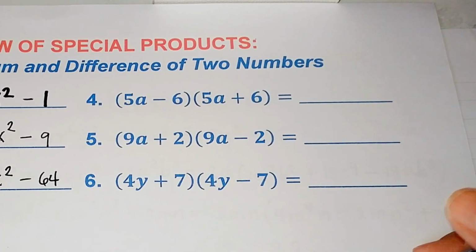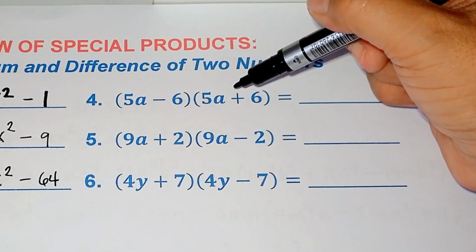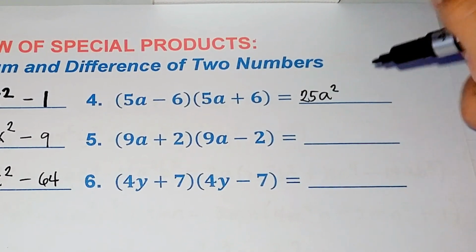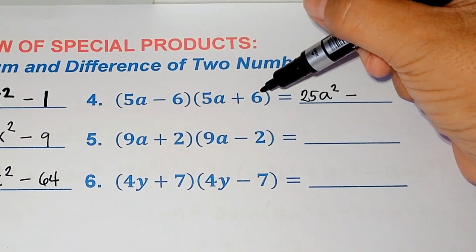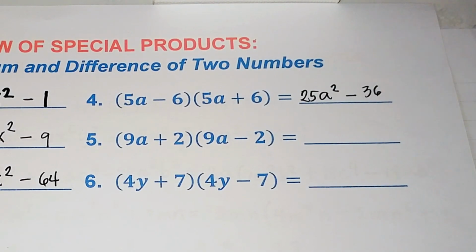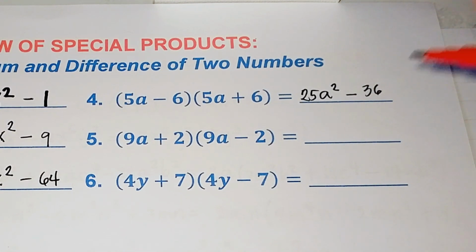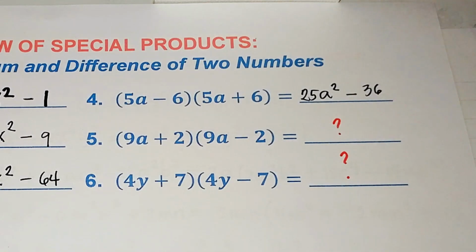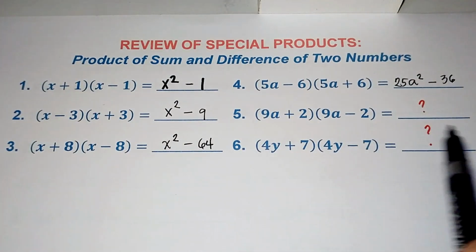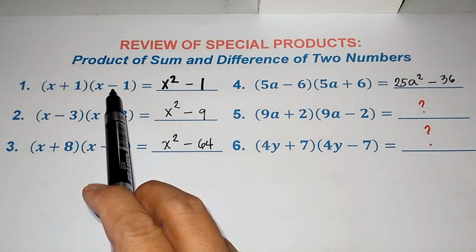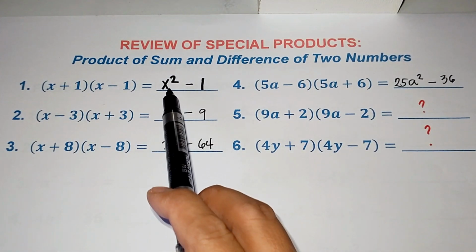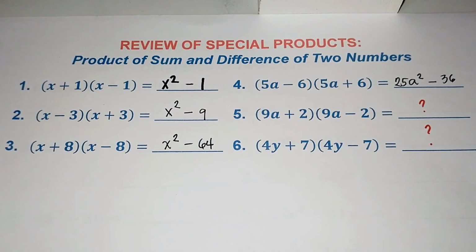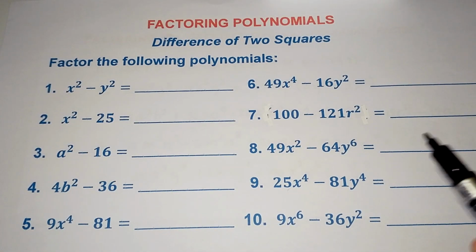Number 4, 5a minus 6 times 5a plus 6. Again, we square 5a, that is 25a squared. Then minus, always minus, 6 squared is 36. So how about number 5 and number 6? What do we notice about the answers? Okay, if you have a sum and a difference, the product is equal to a difference of two squares. Now we're going to use this concept in factoring difference of two squares.